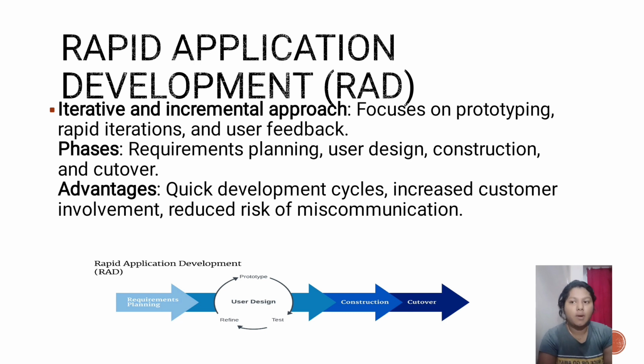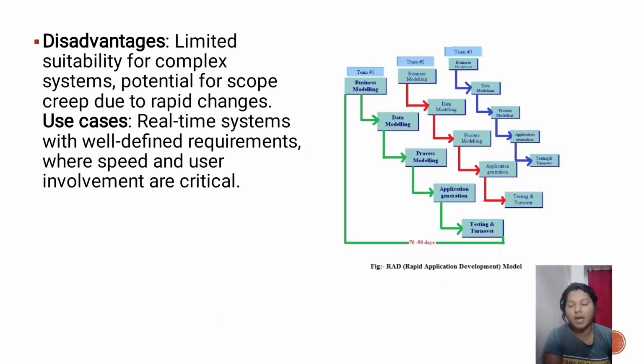It has an iterative and incremental approach, focusing on prototyping, rapid iterations, and user feedback. The phases are requirements planning, user design, construction, and cutover. Some advantages: quick development cycles, increased customer involvement, and reduced risk of miscommunication. We also have disadvantages: limited suitability for complex systems and potential for scope creep due to rapid changes.